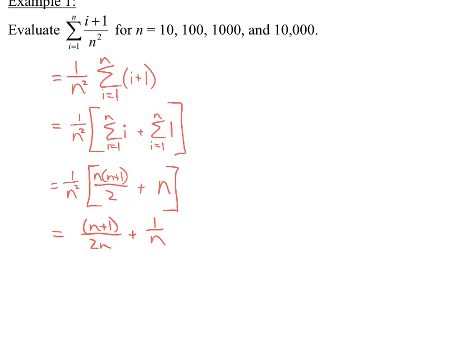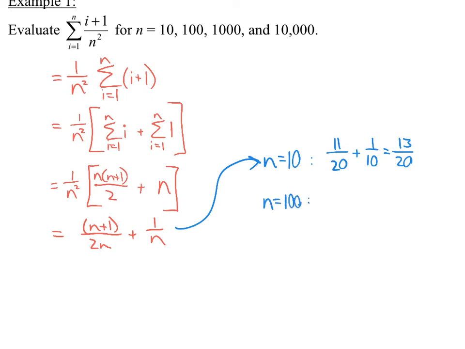And now if I want to plug in 10, that sum is going to be 11 over 20 plus 1 tenth. Okay, so 1 tenth is 2 twentieths, so that's going to be 13 twentieths. If n equals 100, 100 plus 1 is 101 over 200 plus 1 one-hundredth. Well, 1 one-hundredth is 2 two-hundredths, so that's going to be 103 over 200.